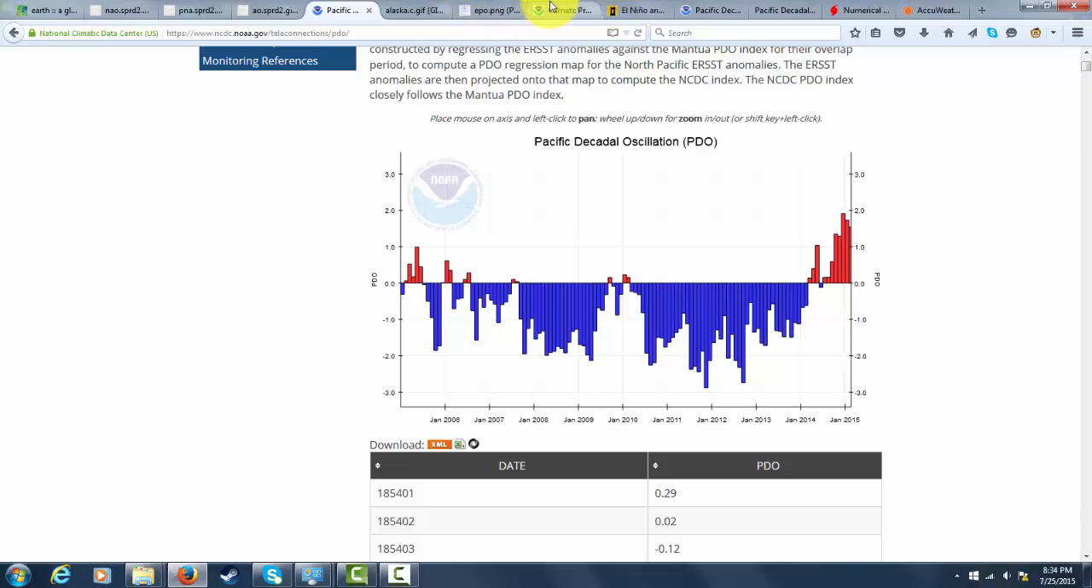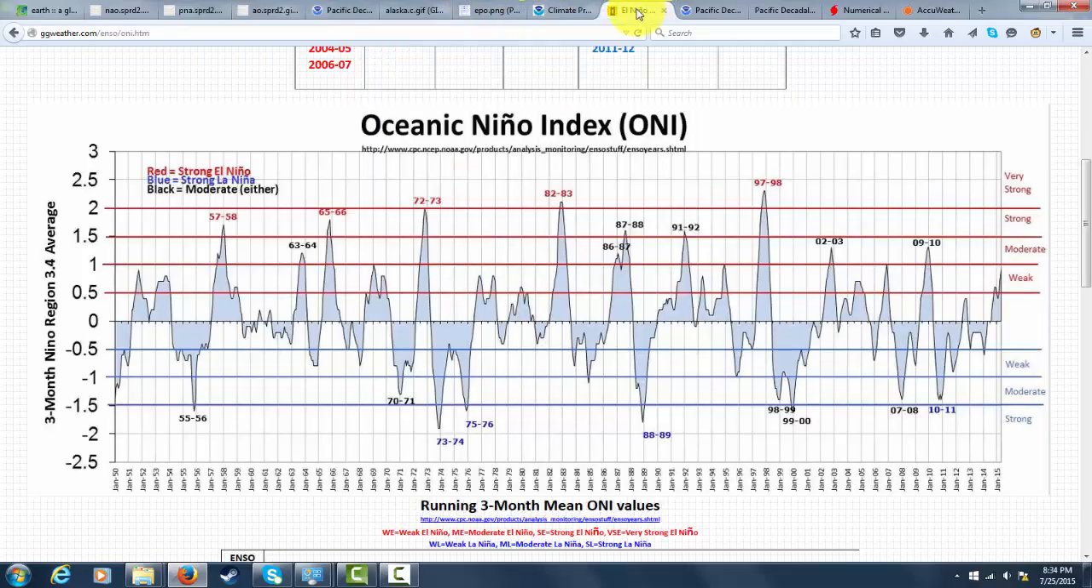Now, looking ahead, there is a little bit of a correlation, a very weak correlation, according to the University of Alaska Fairbanks, between El Nino and PDO. We have a very strong El Nino in the Pacific right now. Now, it looks like over the past few years, our last decent El Nino was 2009-2010.